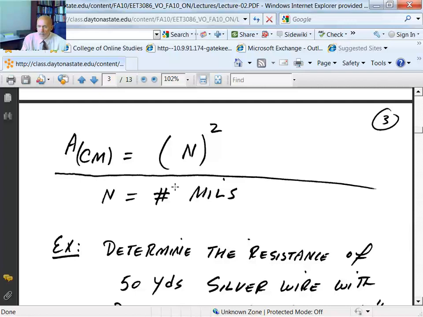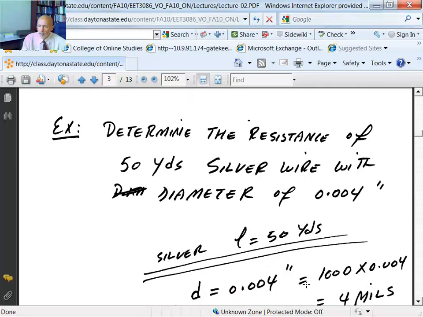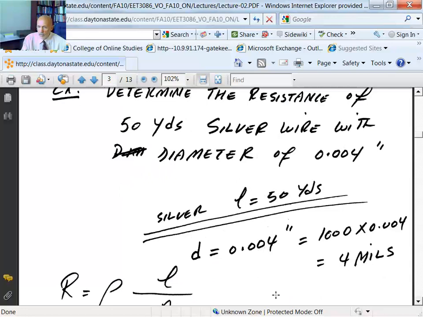Let's say you'd like to determine the resistance of a 50-yard silver wire with a diameter of 0.004 inch, 4,000ths of an inch. So here it is. You've got a piece of silver conductor. It's 50 yards. Diameter is equal to 0.004 inch. So right away you multiply that by 1,000 to give you mils. 0.004 inch is equal to 4 mil.